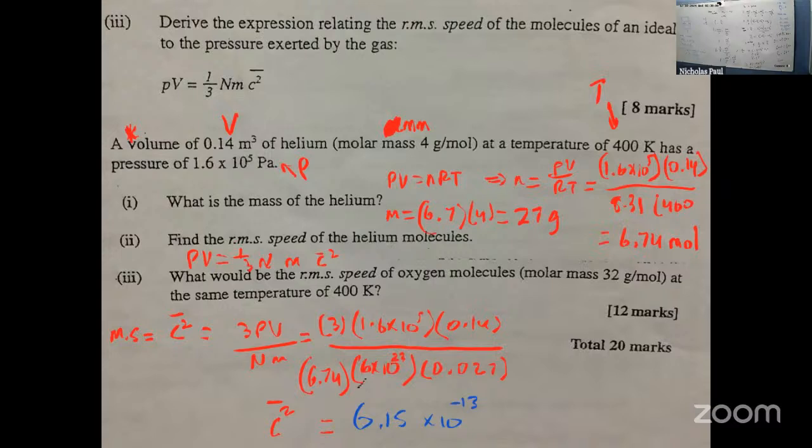So I have point. I got the same thing. Minus 30. Oh, I never get minus. What do we have? 6.15 by 10 to the minus 19.